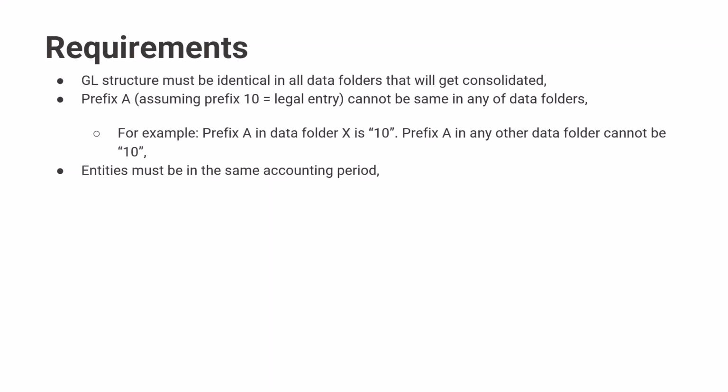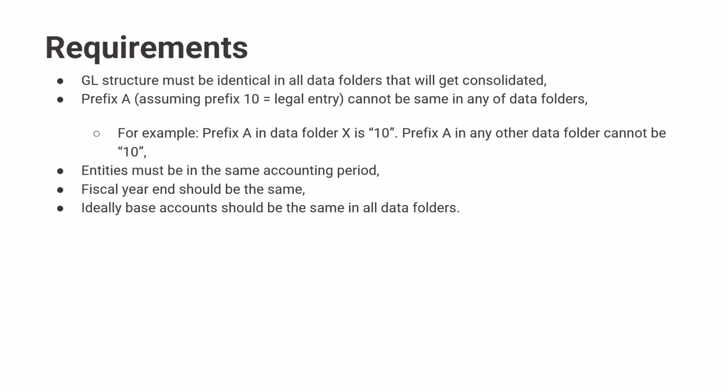So your month end should be the same in all of them. Fiscal year end should be the same. Ideally, base account should be the same in all data folders. It's okay to have different base accounts in different data folders as long as they are not overlapping in a way that the same account means different things in different data folders. Try to stay away from that. It will make consolidation much more difficult.